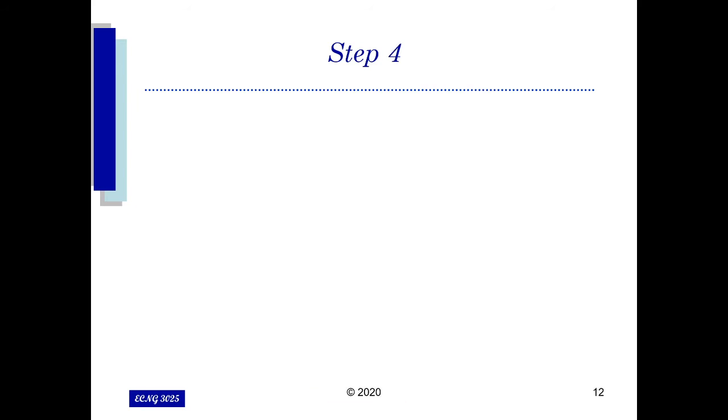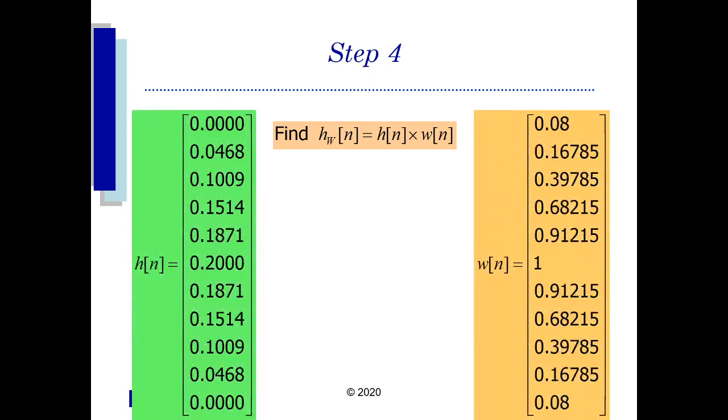Step 4 is where we finally find the window indices for the FIR filter, denoted by hw of n. So we take h of n and w of n, and we multiply straight across for each one. We don't need to do all 11 because both sequences are symmetric, so we just need to do from -5 to 0, and we just reflect the result as is.